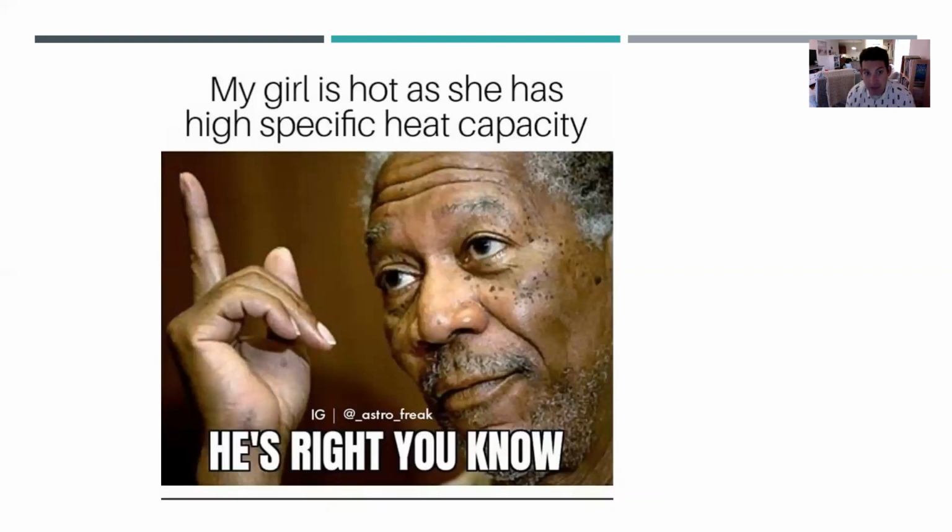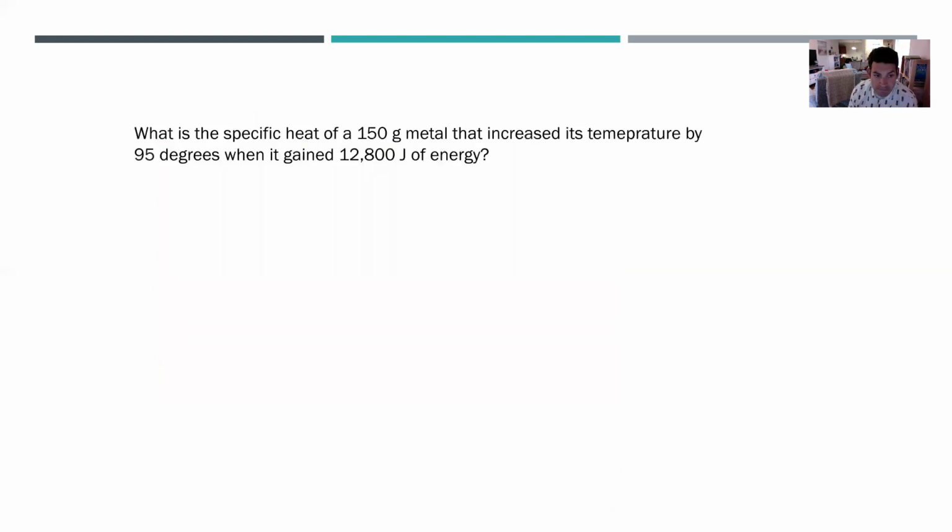So now we're going to look at a question where we're going to solve for the specific heat. What is the specific heat of a 150-gram metal that increased its temperature by 95 degrees when it gained 12,800 joules of energy? So again, my advice, list out Q, M, C, and delta T. I would be doing that alongside me with this question.